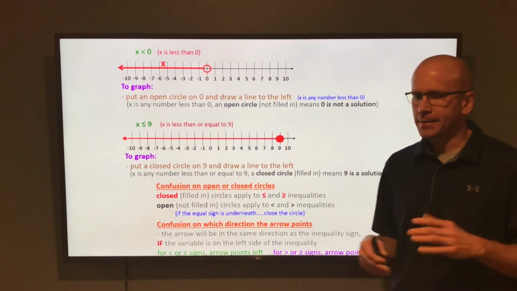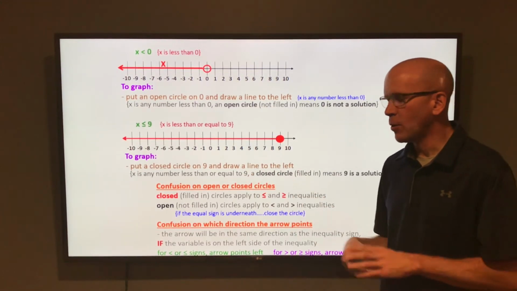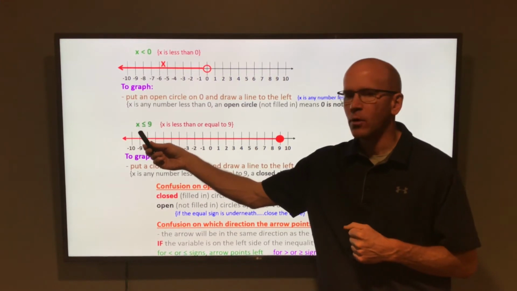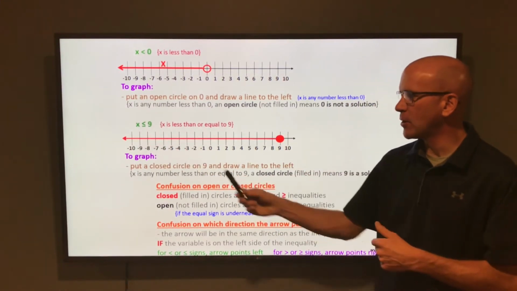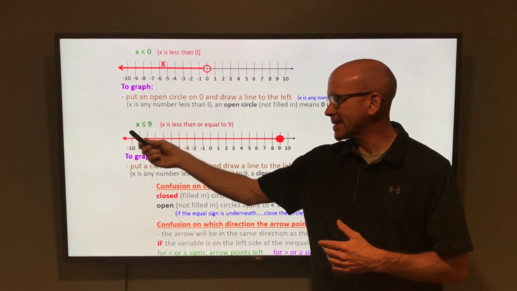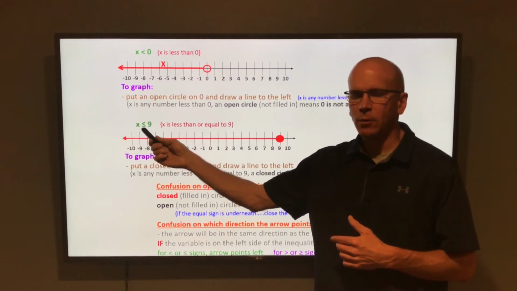One trick, if you have trouble with numbers and you can't read it and know which way the arrow goes, is that the arrow is going to point in the direction of the inequality sign if the variable is listed first. So if you're starting off with x is less than or equal to 9, that arrow is going to point in that direction of that inequality.